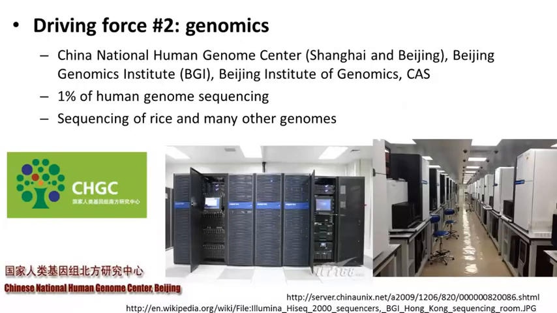The second driving force for bioinformatics in China is the genomics projects. In 1998, China National Human Genome Center was established in Shanghai and Beijing. In 1999, Beijing Genomics Institute, BGI, was created in Beijing and later moved to Shenzhen. BGI is now one of the largest genome sequencing centers in the world. In 2003, Beijing Institute of Genomics was established within Chinese Academy of Sciences. Chinese genomic scientists completed 1% of the human genome sequencing and later sequenced the genomes of rice and numerous other species. These had provided bioinformatics with vast amount of invaluable data.